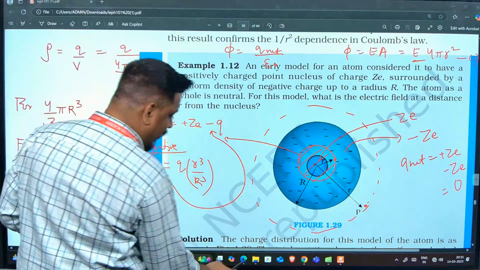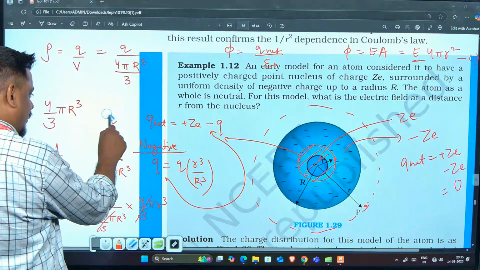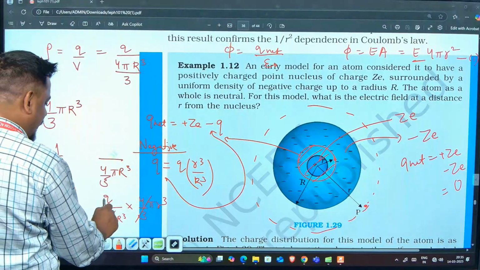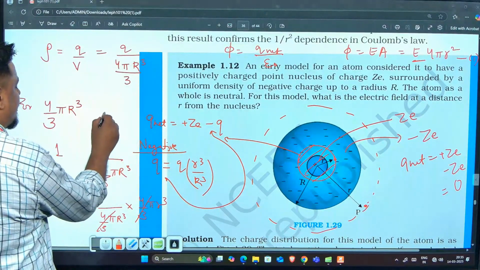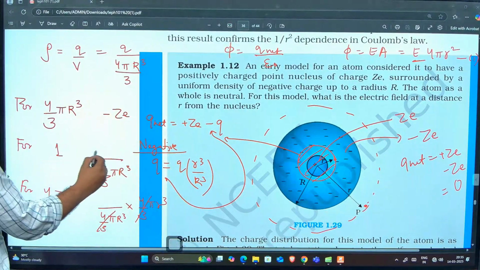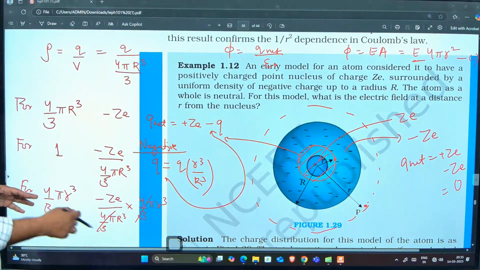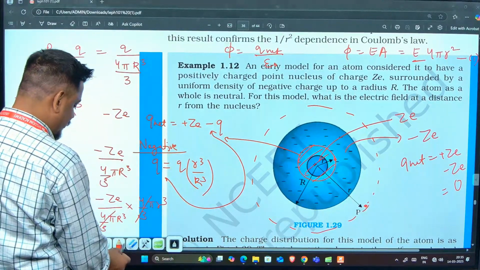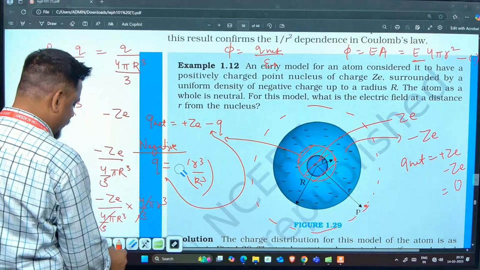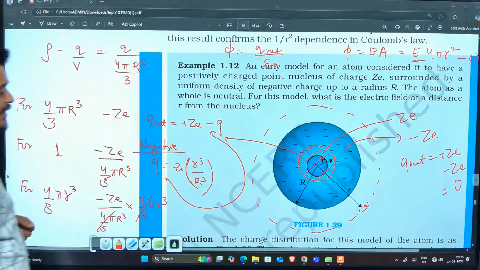To make it a little simpler for you, instead of writing Q, let me write for the full thing, it is minus Ze, right? And for this thing it will be minus Ze by this. For this one it will be minus Ze by this. It is going to be a little easy now. So it is going to become minus Ze into r cube by r cube, right?